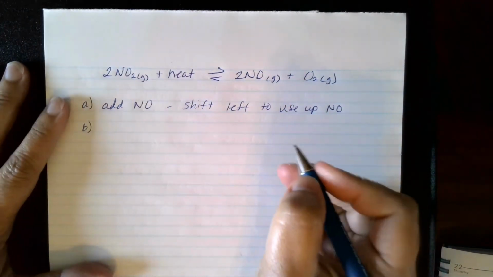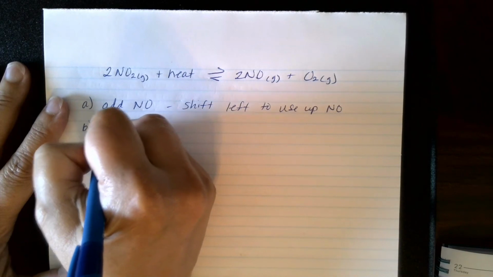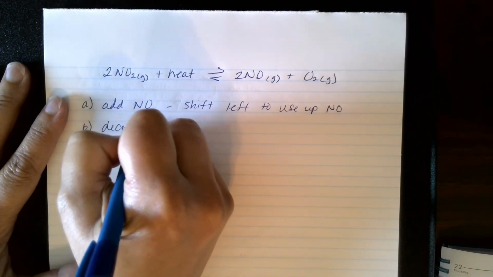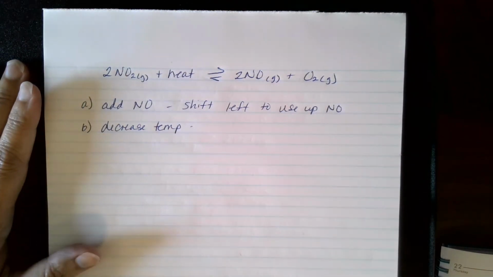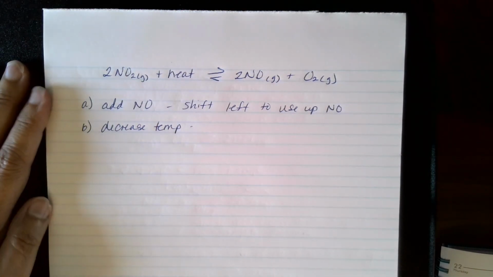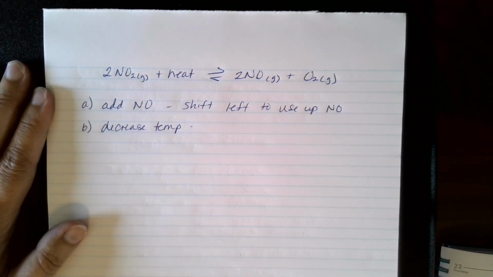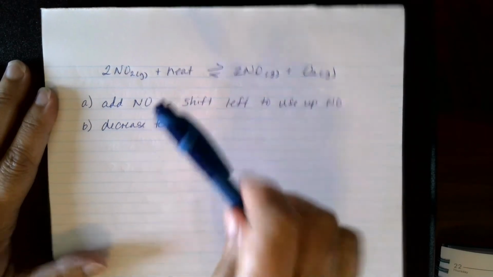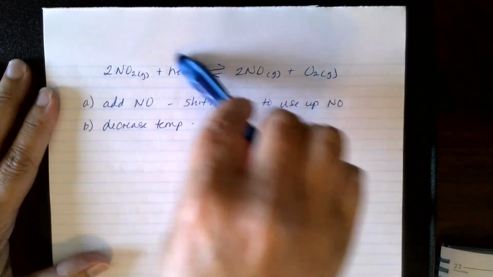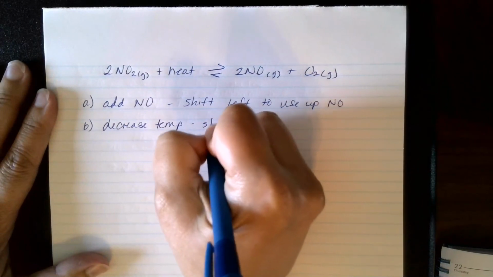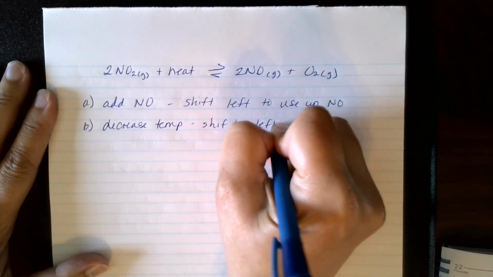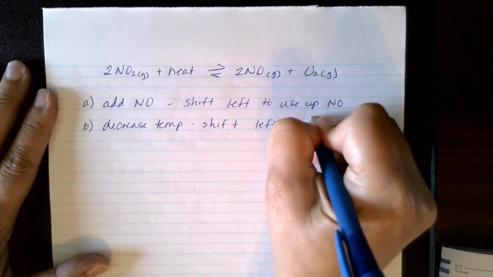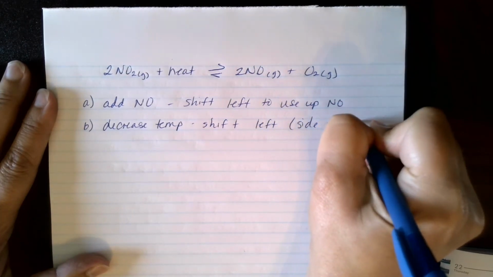Alright, let's say that I'm going to decrease the temperature. Reaction says, oh no, I don't like that, it's too cold. I want things to be warmer. So in order for it to be warmer, I'm going to have to shift to the side with the heat. So shift left, the side with heat, in order to heat it up.